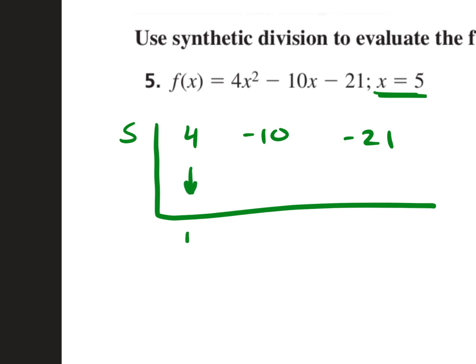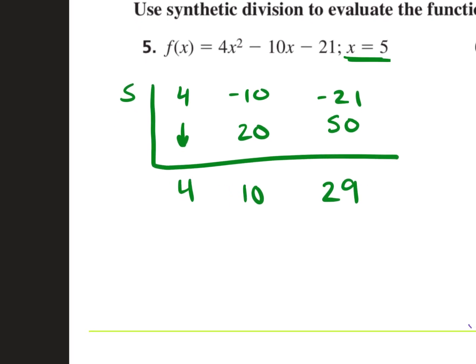We're going to drop down the 4. What do we do on the outside? Multiply. 5 times 4 is 20. Negative 10 plus 20 is 10. 5 times 10 is 50. And 50 minus 21 is 29. So what would our answer here be? 29. Awesome. Just the remainder. So f of 5, when we plug in 5, we get 29.